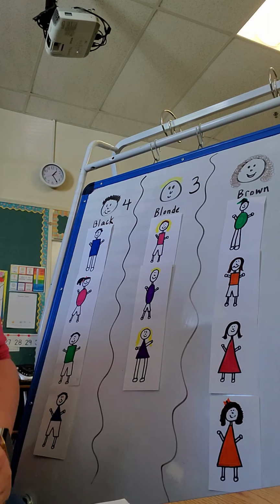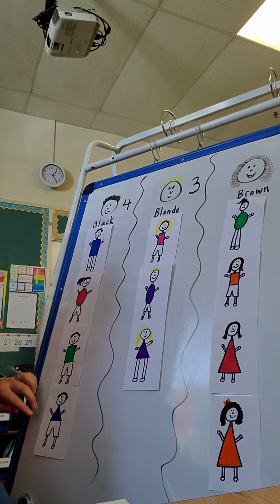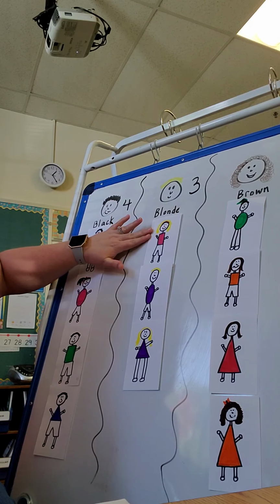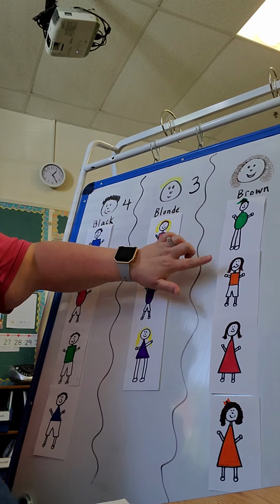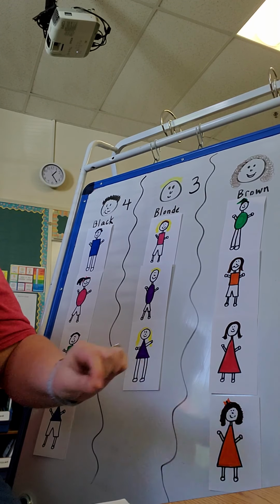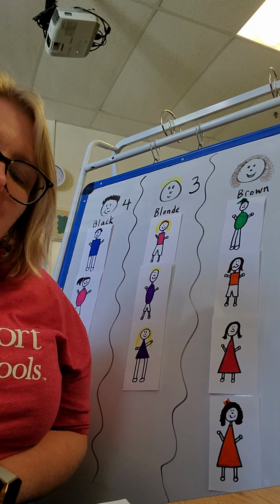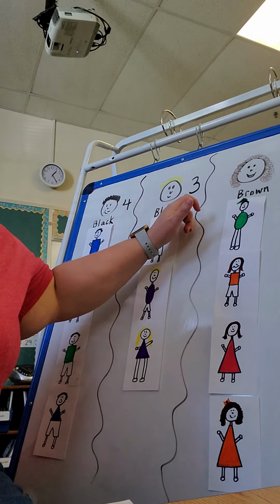Let's count them all. Ready? 1, 2, 3, 4, 5, 6, 7, 8, 9, 10, 11. There's 11 kids that were sorted today, and we sorted kids with black hair, kids with blonde hair, and kids with brown hair.